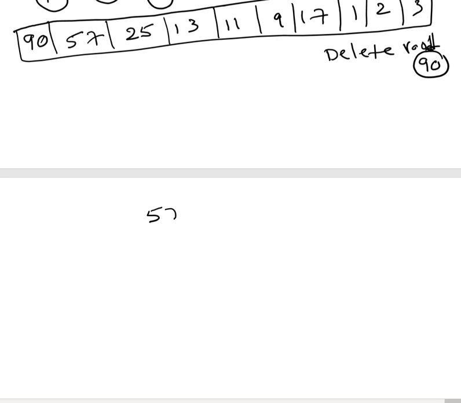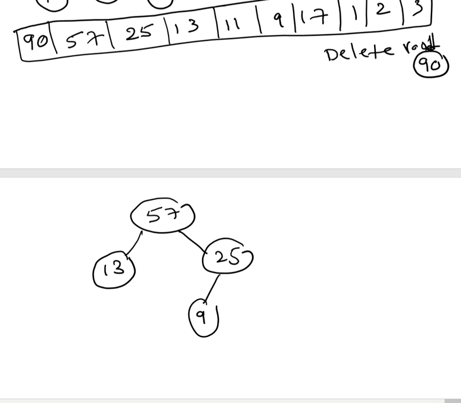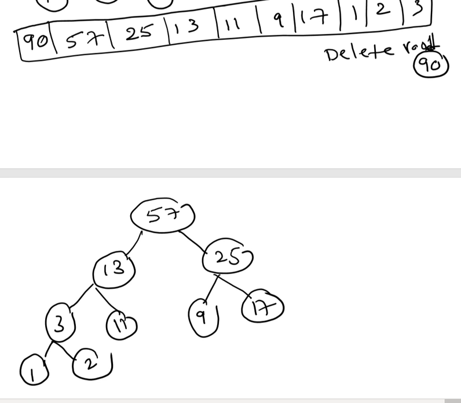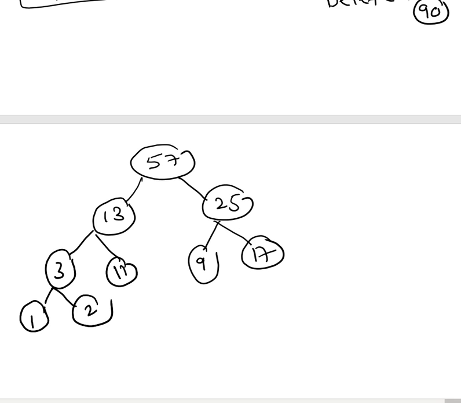I will take 57 as the root now. 13 will be here. 25 will be here. 9, 17. Again the same property: the elements are less than or equal to the root node. The same way I have built the heap property here.